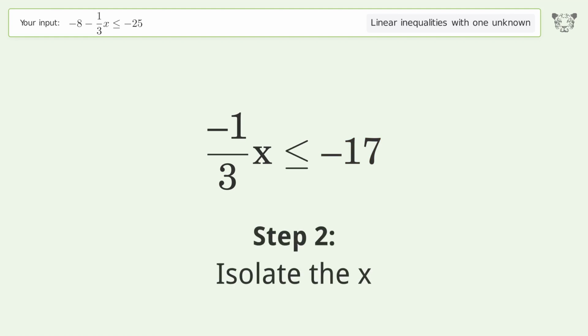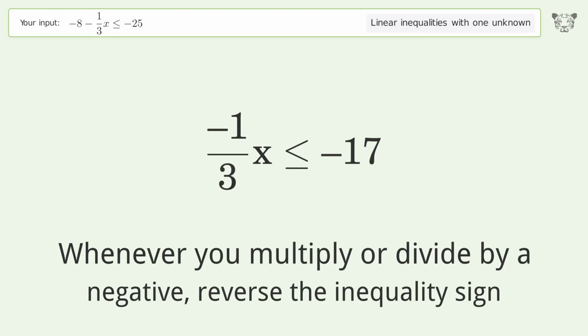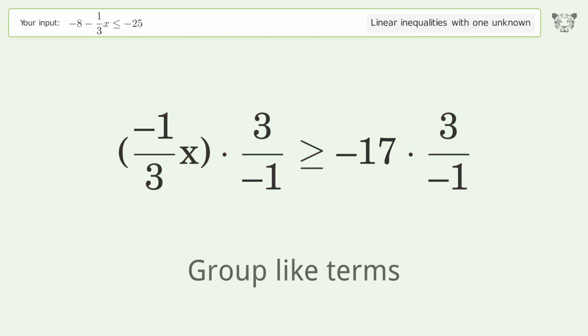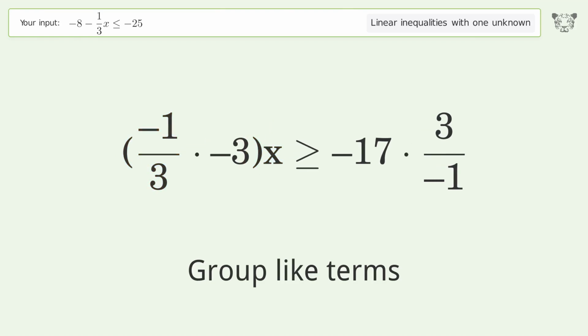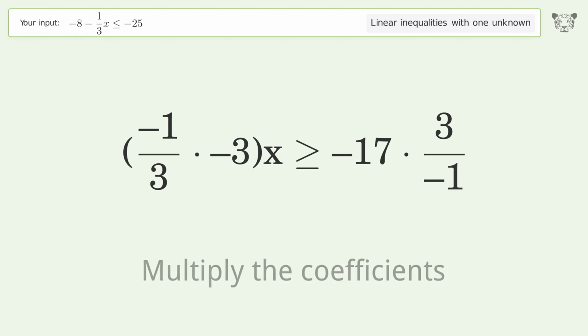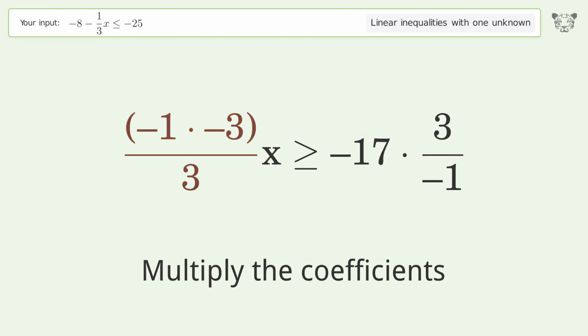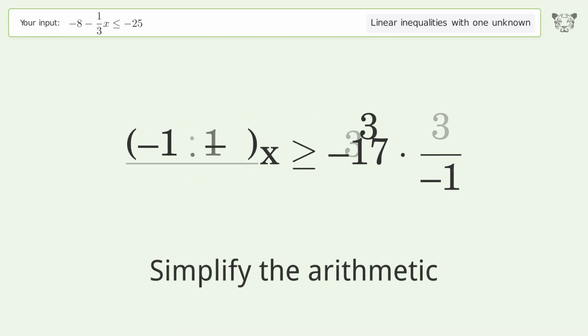Isolate the x. Multiply both sides by inverse fraction 3 over -1. Whenever you multiply or divide by a negative, reverse the inequality sign. Group like terms. Multiply the coefficients. Simplify the arithmetic.